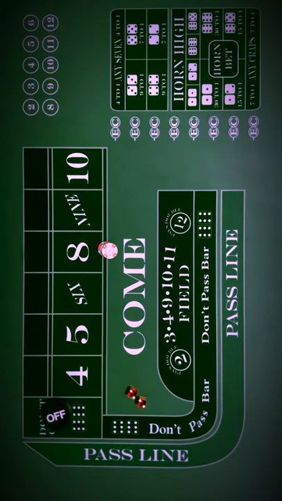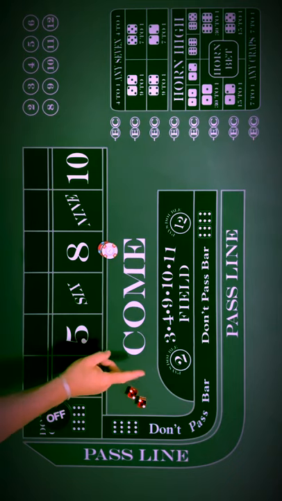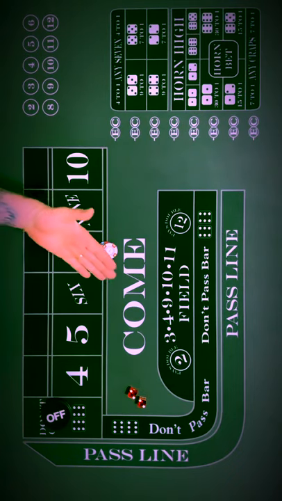It's the biggest word on the table. That must mean it's the best bet we have. Either that, or it's the one place the casino wants to see your money the most. How does the come bet work?